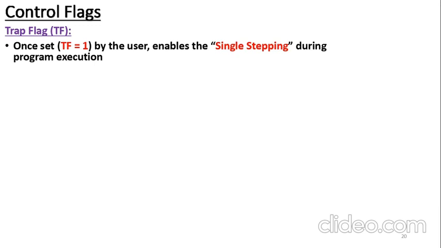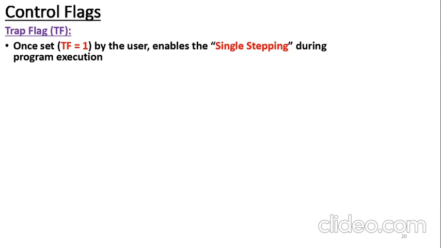So this is one of the ways to find out the logical errors within the program. That is what we call debugging. Debugging of the program is done by using the trap flag here.